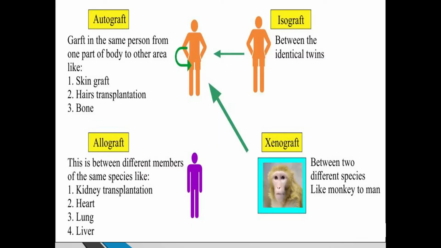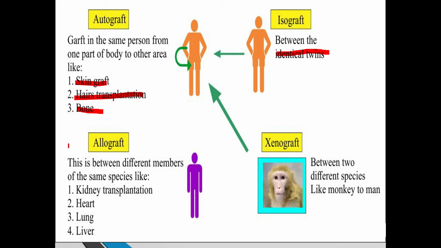So different types of grafts are there. First one is autograft. What is happening in autograft? A graft in the same person from one part of the body to another area. The graft of the same person is taken from one part of the body to another area, and usually done in skin graft, hair transplantation and bone. Then coming to the isograft, isograft is usually done between identical twins.